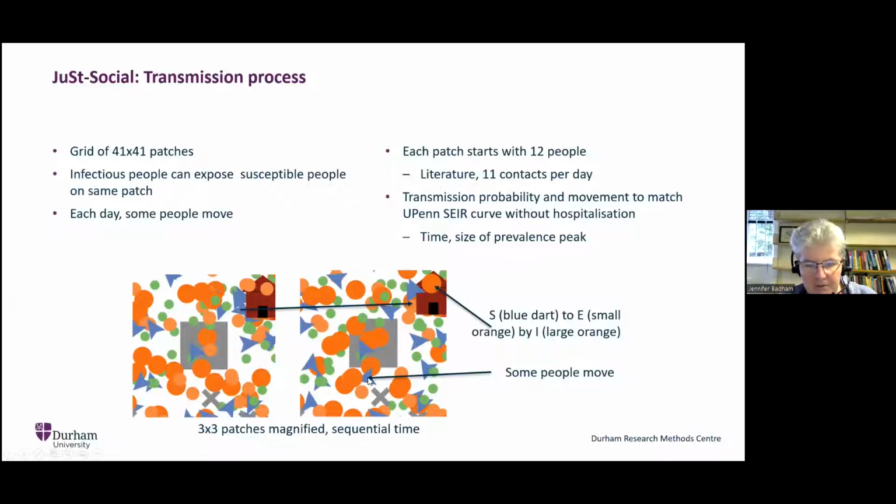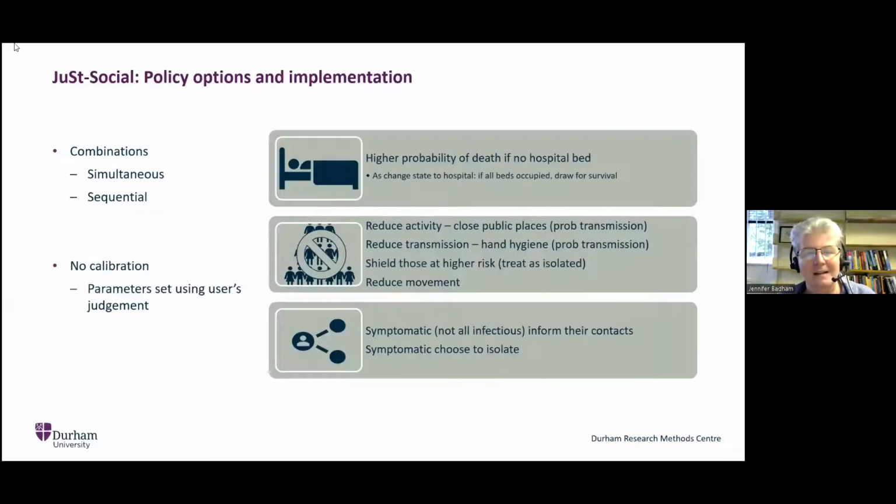And for example, this susceptible person wasn't actually in that area in the previous time step. So this is going from one time step to the next time step. Each time step represents a day. Okay, so that's the underlying epidemic model very briefly. And then there were some policy options.